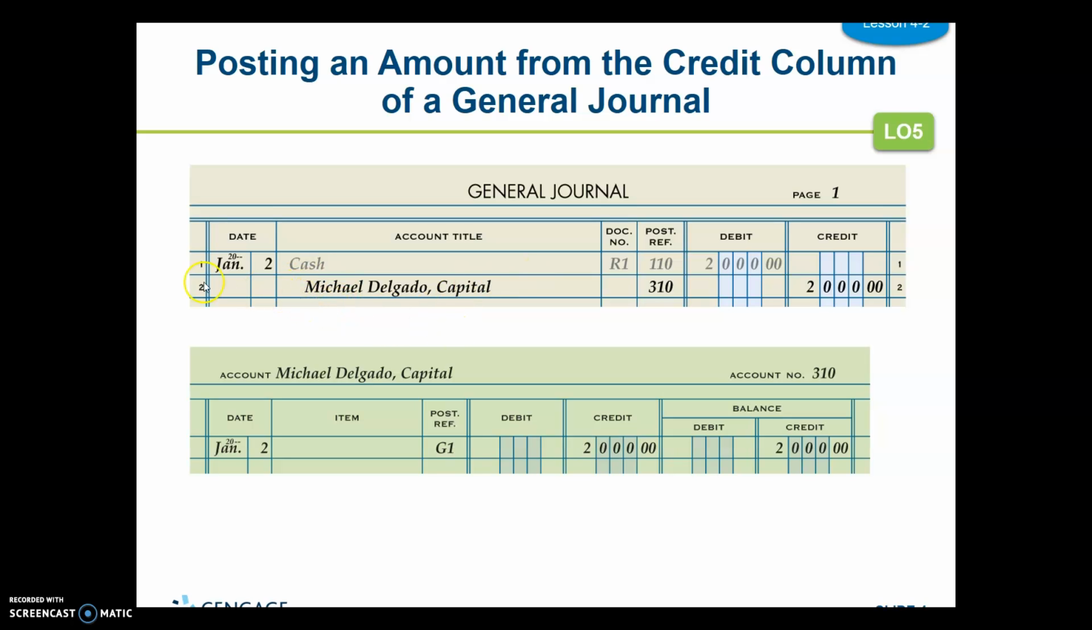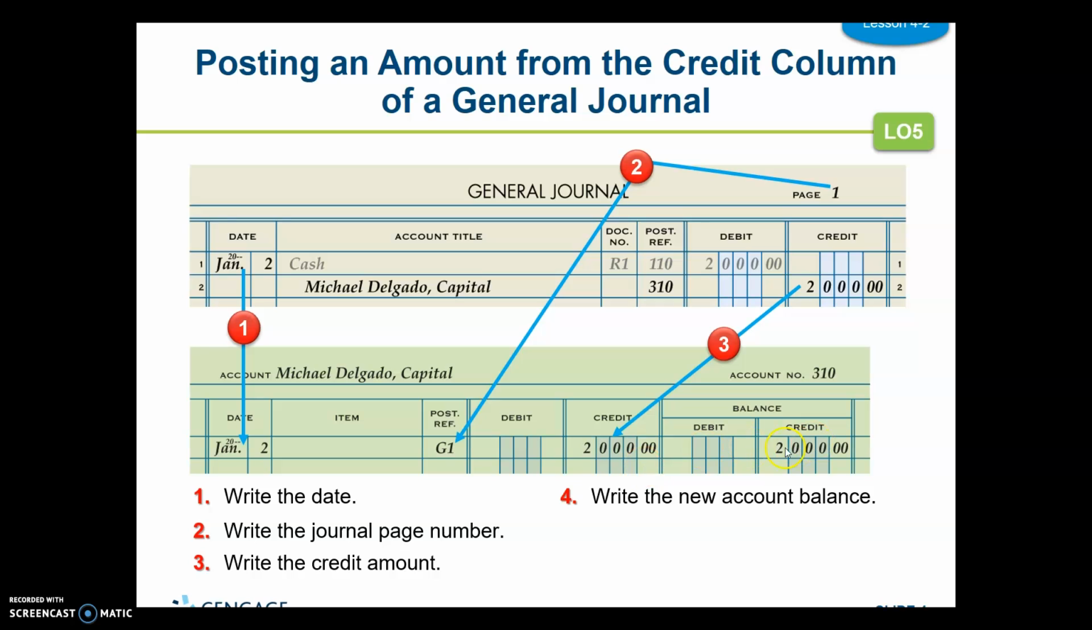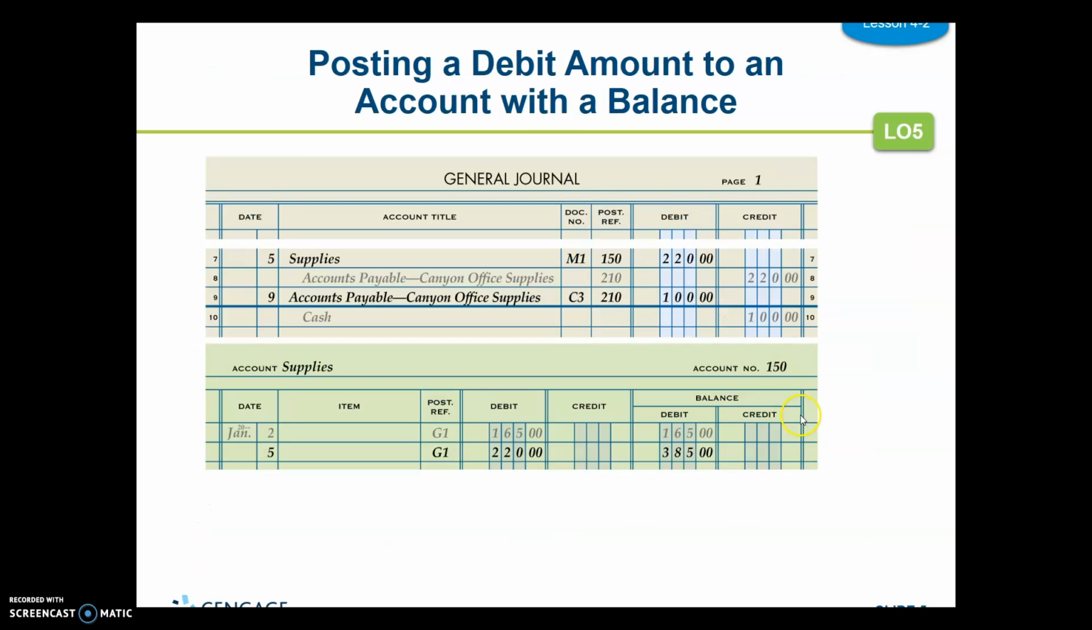So now we're going to do this line. Line 2 is Michael Delgado Capital, and the amount was a $2,000 credit. Here's his ledger for that. Same steps. We write the date. We write the journal page number, G1. We take this credit amount that's here and we place that in the credit column. And then we transfer the balance to the balance column, which is the credit column because it's a credit entry. And then we take that 310 number and we put it into the general ledger post reference. So that's the 5th and final step.